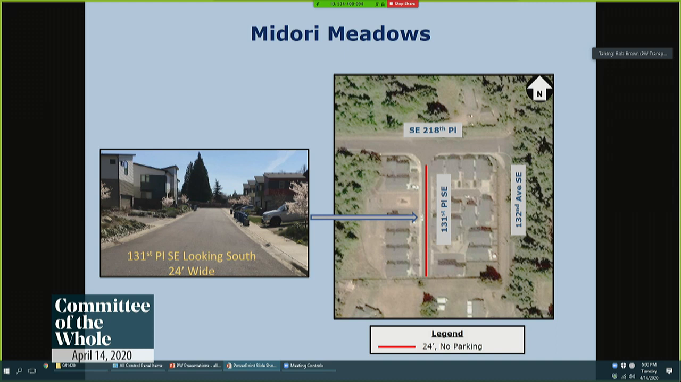Interesting note, when I brought this to the fire marshal to get his opinion on it, he said he was aware of it, and he specifically asked for this street to be posted no parking on both sides. So does anybody have any questions or comment on this location?